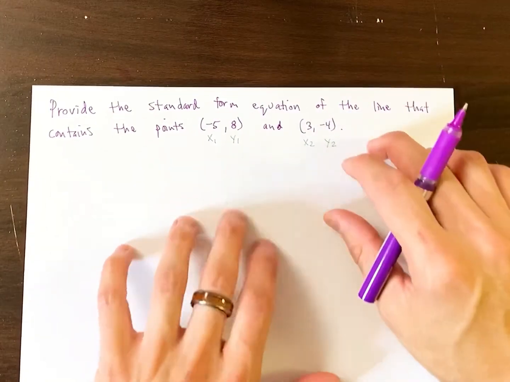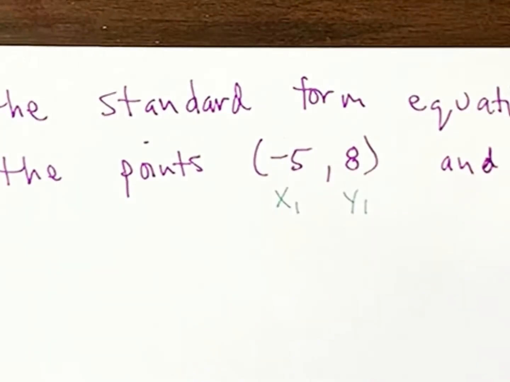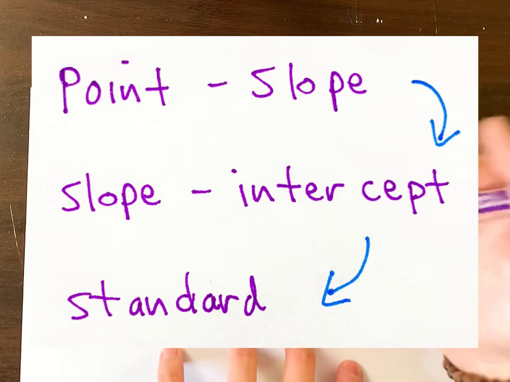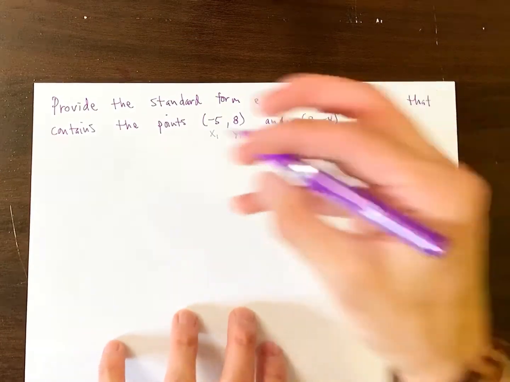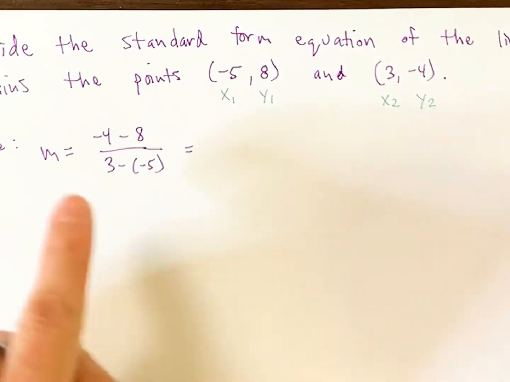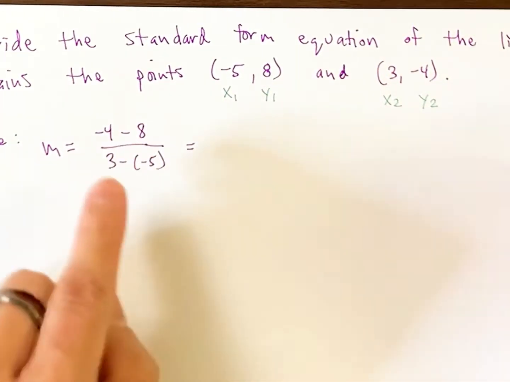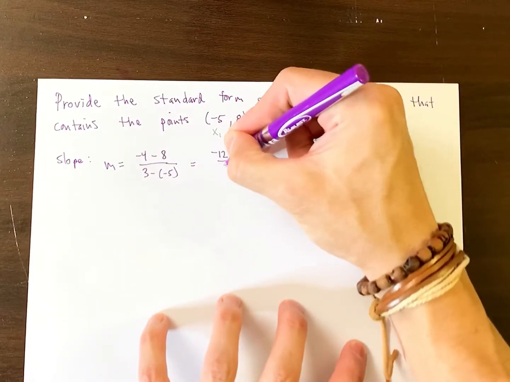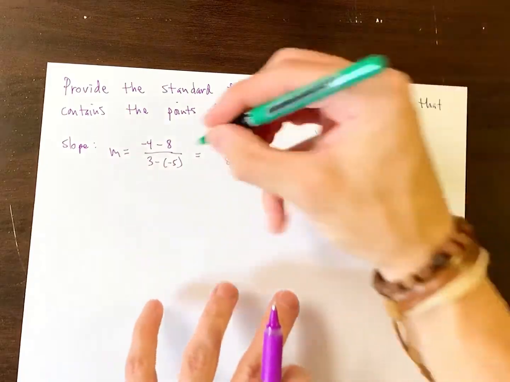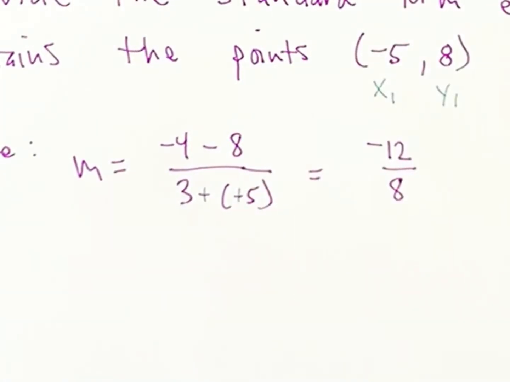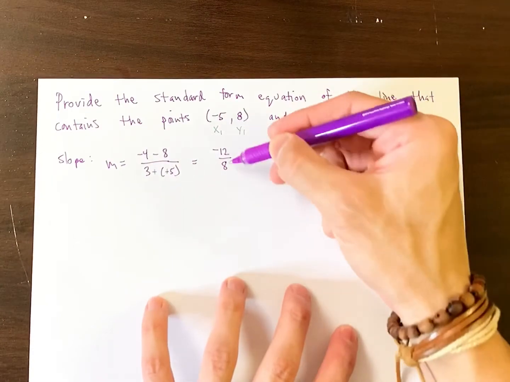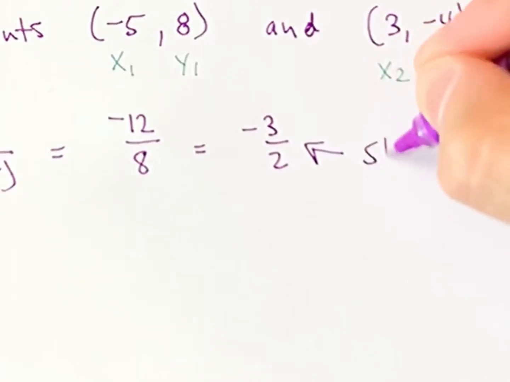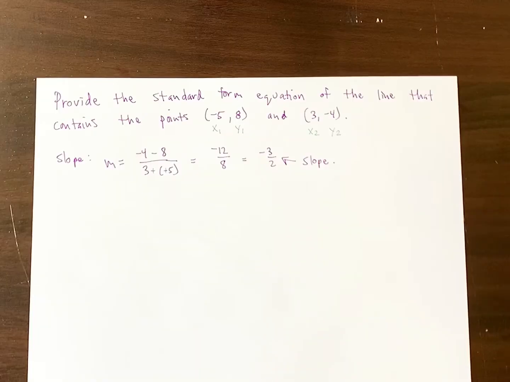Now the goal is to write the equation in standard form. So recall that the convenient order is point slope to slope intercept to standard. So first things first, let's find the slope. My slope is y2 minus y1 over x2 minus x1. And this can become negative 12 over positive 8 because recall that here this becomes addition. And now I see that I have the opportunity to reduce this fraction by 4. And so now this here, that is our slope. So we have that ready.